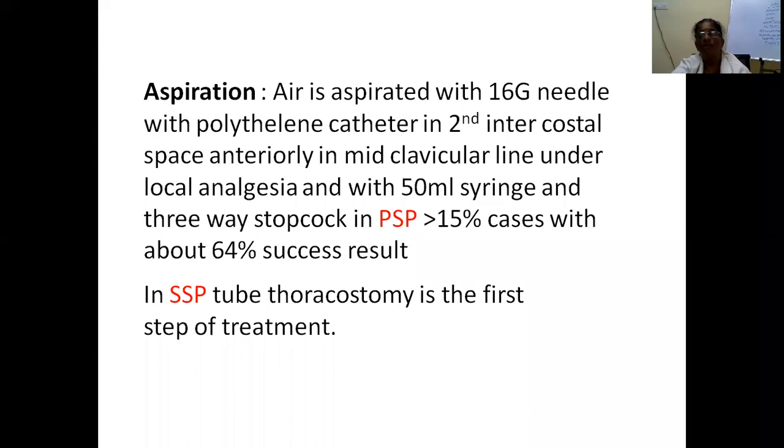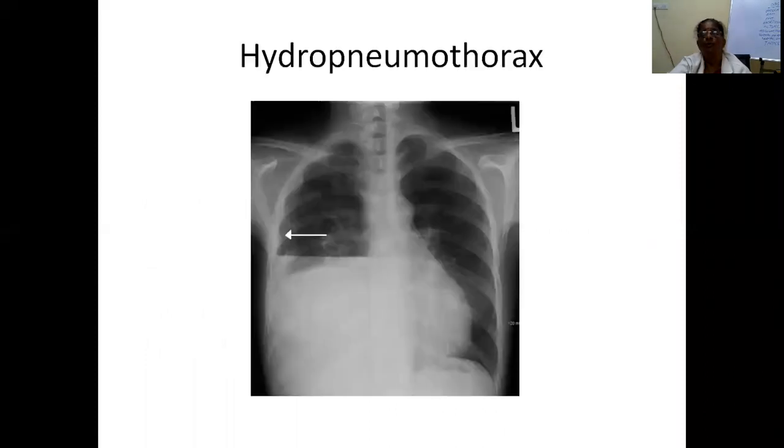So even if it is minimal, that is even less than 20%, if it is secondary spontaneous pneumothorax, you should put in a tube. So this is another thing that I want to mention.